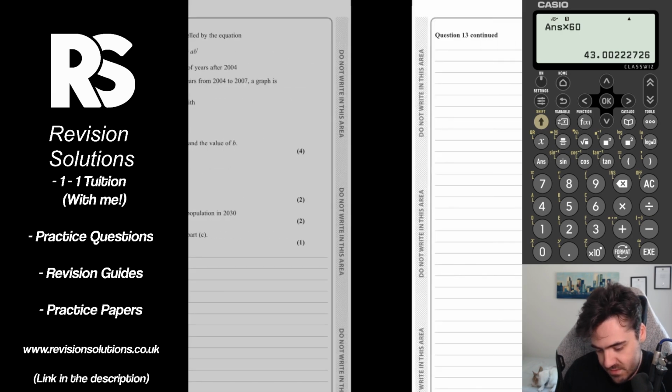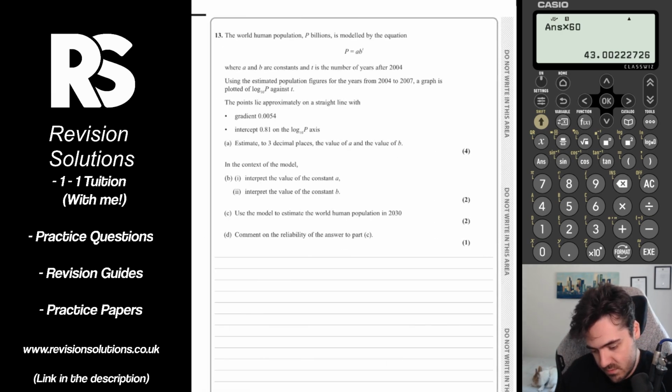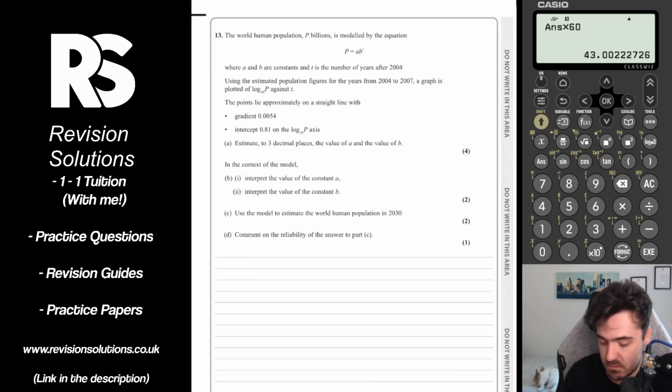Moving on now to question 13. It says, the world human population P in billions is modeled by the equation P equals A B to the T. So if we know our models that we've been taught to do, that's like a compound interest type model, where A and B are constants and T is the number of years after 2004. Using the estimated population figures for the years 2004 to 2007, a graph is plotted of log P against T. The points lie approximately on a straight line with, we've been given the gradient and the y-intercept.